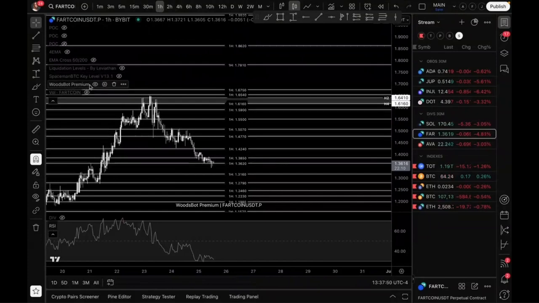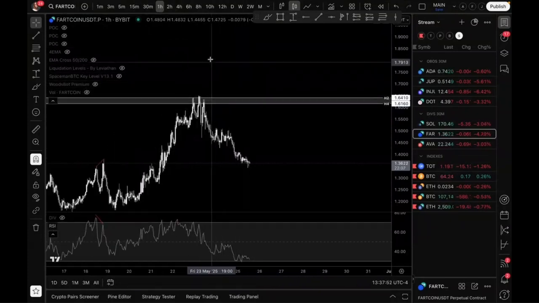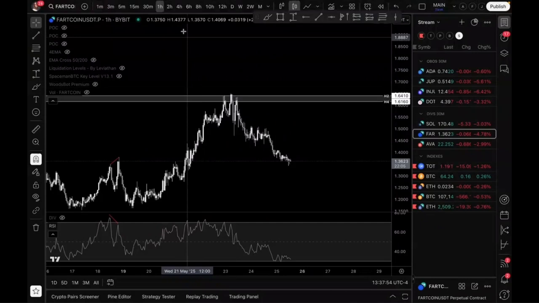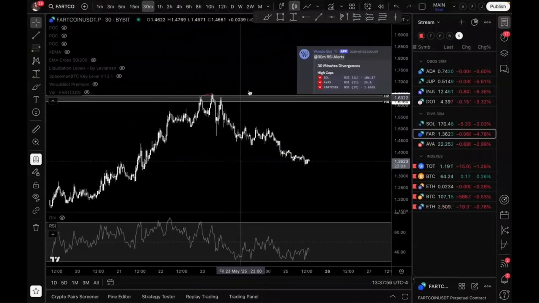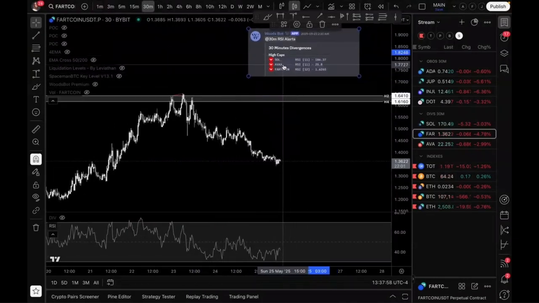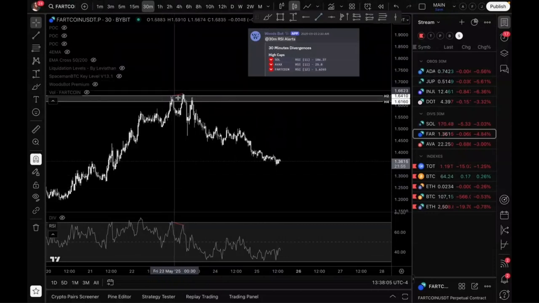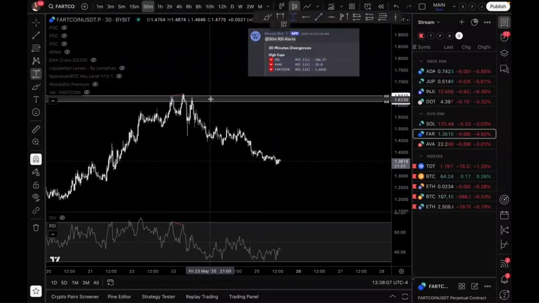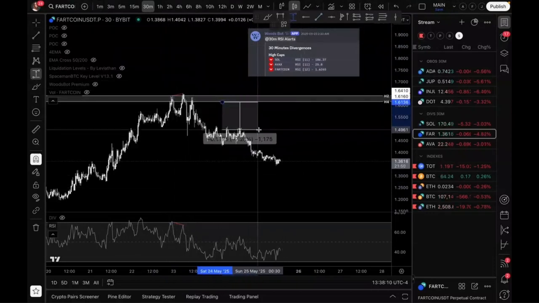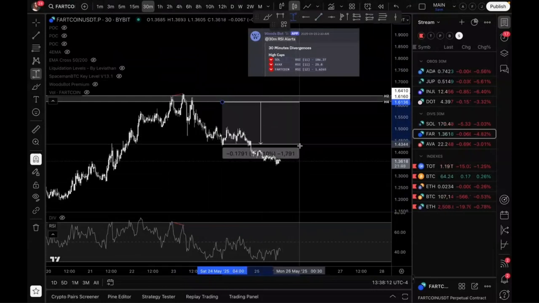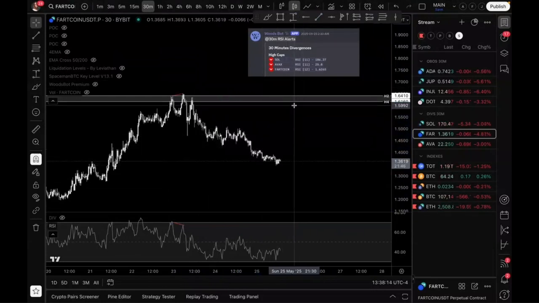Some hourlies and some lower time frames, but I just drew these through on my little box, and this is where you would have received the alert, a 30-minute divergence on Fartcoin right here. You can see RSI makes a lower high right into the level, and you get the impulse down, like 9% there, and then continue selling off.